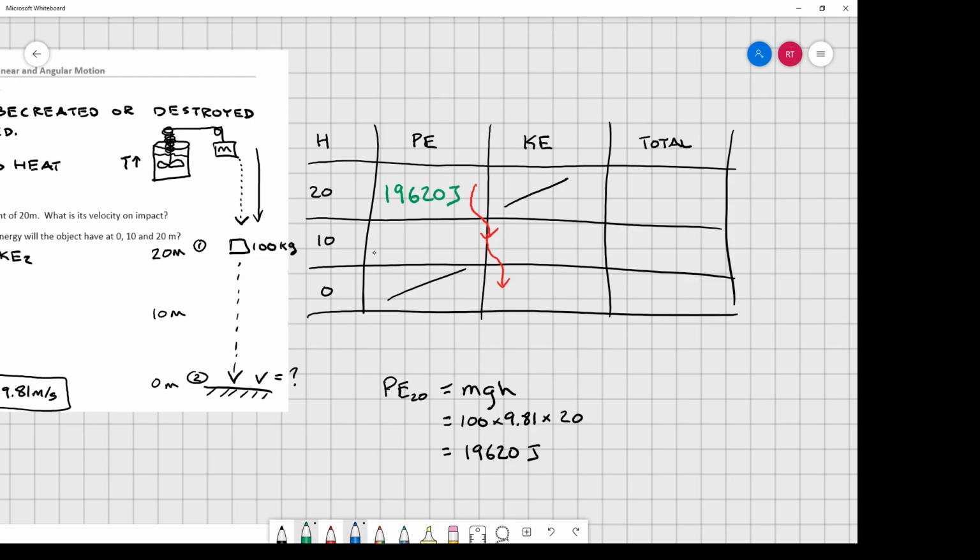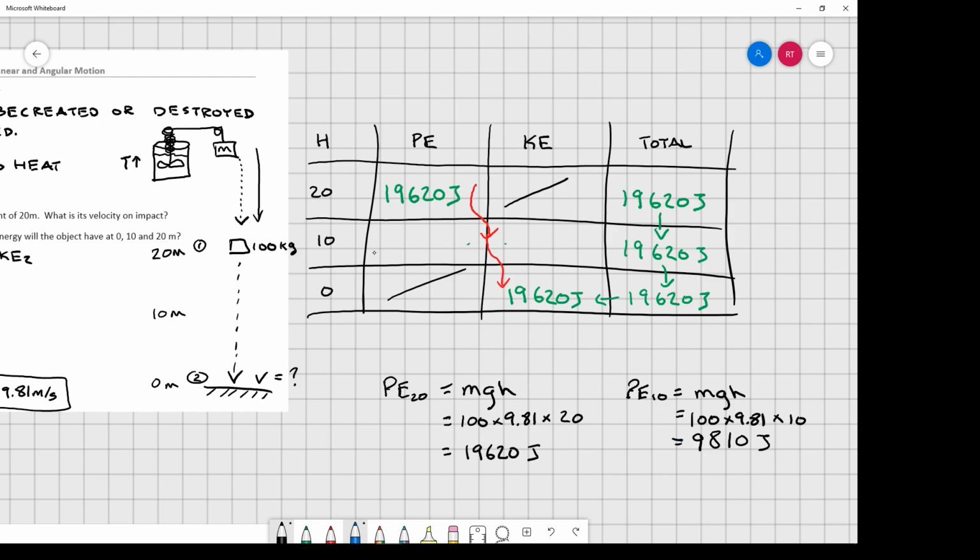That was equivalent to my total energy, 19620 joules. Because energy is conserved, these stay the same throughout. Which means that my KE at the bottom would also be the same, 19620 joules. The only thing that I don't know for sure is the breakdown between potential and kinetic energy at the 10 meter mark, and I can figure that out though. PE at 10 is going to be equal to mgh, so 100 times 9.81 times 10 is equal to 9810 joules.